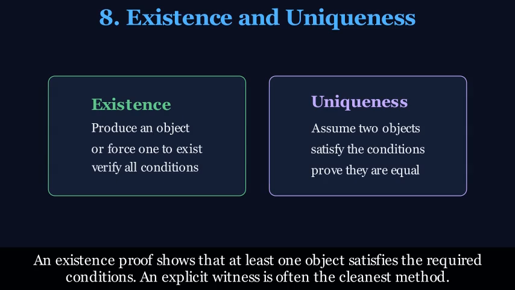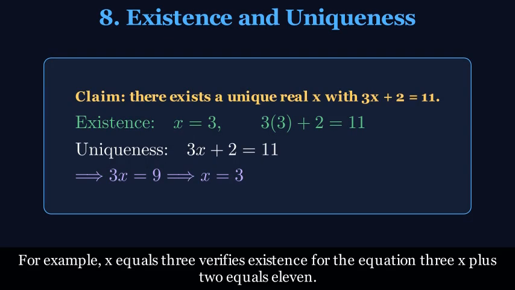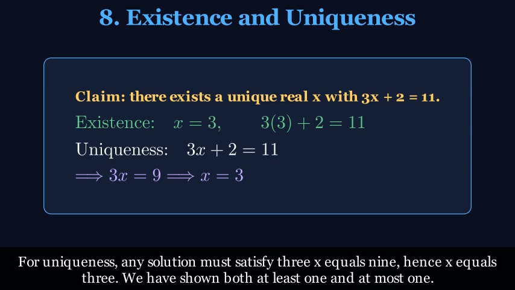An existence proof shows that at least one object satisfies the required conditions. An explicit witness is often the cleanest method. A uniqueness proof shows that any two objects satisfying the conditions must be equal. Existence and uniqueness are separate obligations. For example, x equals 3 verifies existence for the equation 3x plus 2 equals 11. For uniqueness, any solution must satisfy 3x equals 9. Hence x equals 3. We have shown both at least one and at most one.